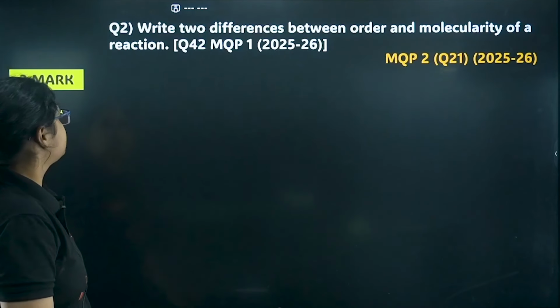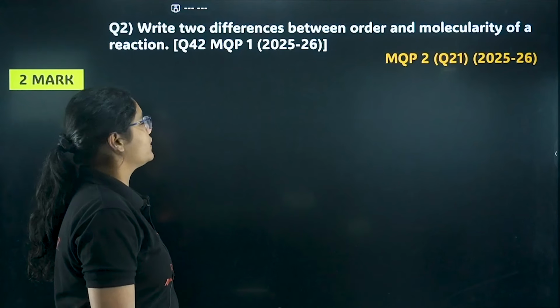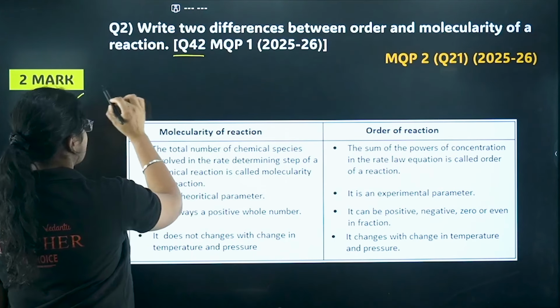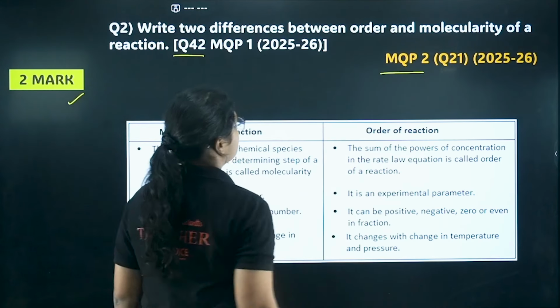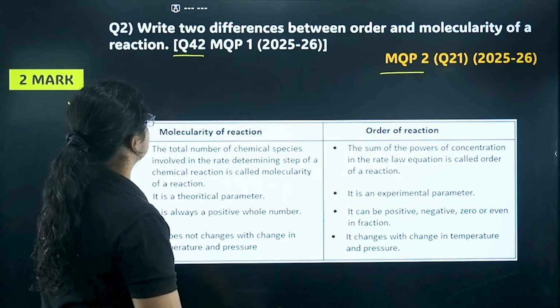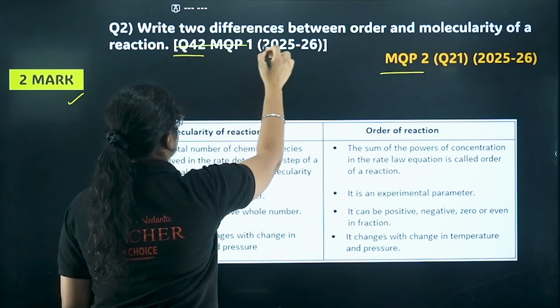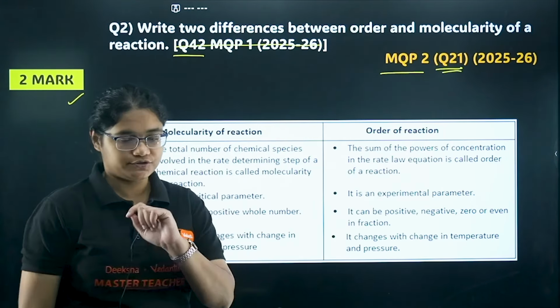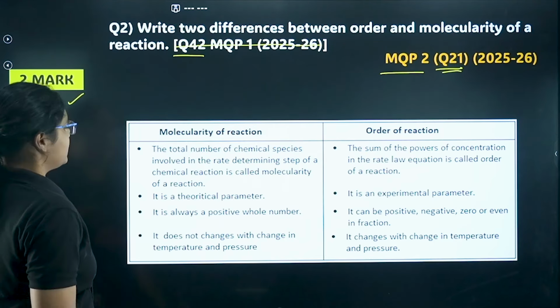Next, write two differences between order and molecularity of a reaction. This is a 2-marker question in your model question paper 2. Oh, sorry, one second. Yes, model question paper 2, question number 21. Just a minute. So now let's see here.